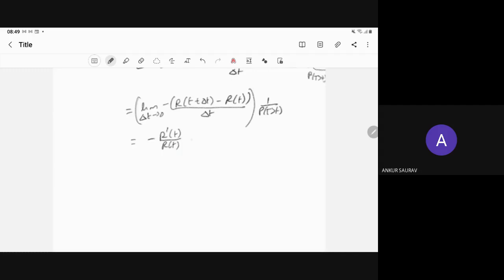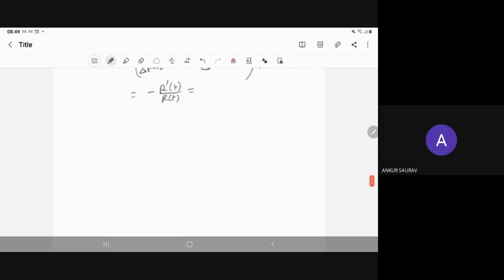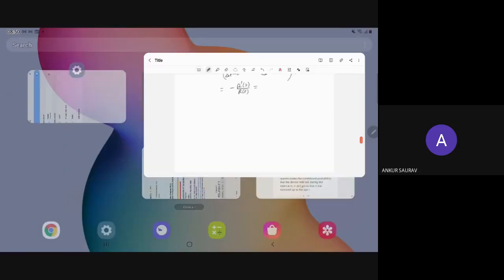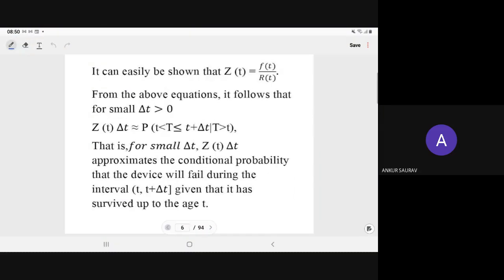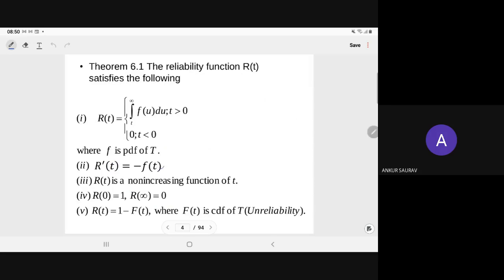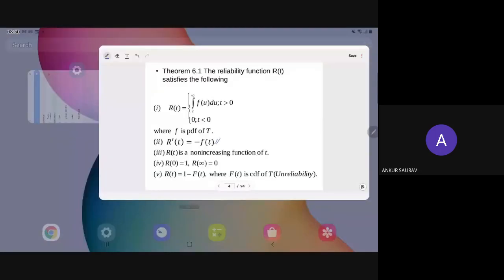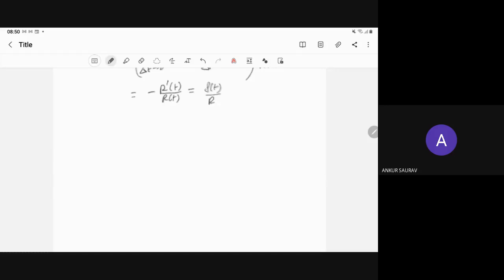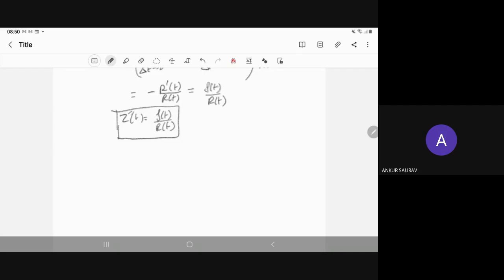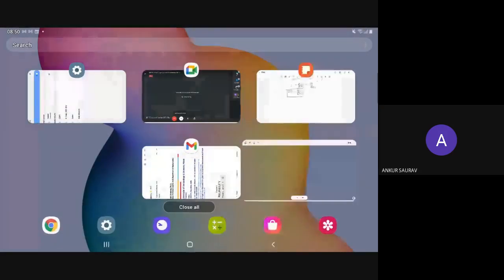This is R(t). And just now in theorem 6.1, we have seen R dash t is equal to minus of f(t). So when we put here minus of f(t), it will become f(t) upon R(t). So z(t) is equal to f(t) upon R(t). Here we have the relation between the hazard rate function, the PDF, and the reliability.